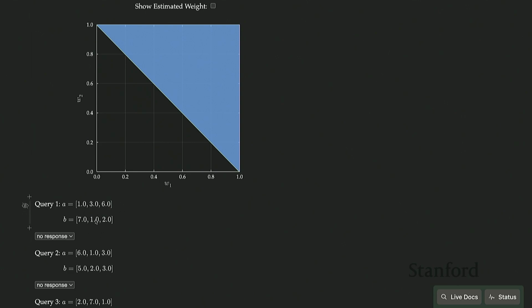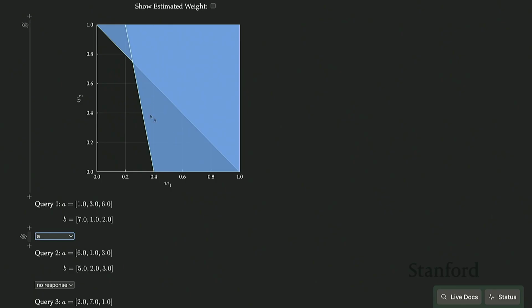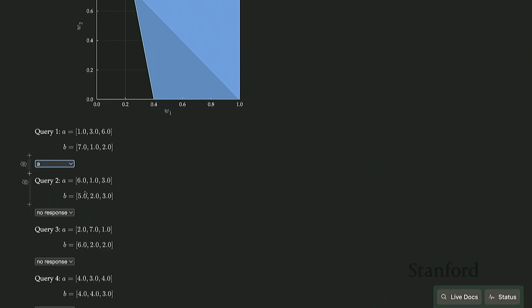So the first question we asked was this, 1, 3, 6 versus 7, 1, 2. And she replied A. And we just computed what happened there. We said we would get this half space where it must be true now that 5W1 plus W2 is less than 2. If you look at this line closely, you'll realize that this line here is basically where that thing holds with equality. And on this side is everywhere that this inequality holds true, and on this side it does not. So basically what we've done is we've reduced the space of possible weights that it could be. And now you can imagine we'll just continue asking these questions, and we'll continue to reduce the space here. Okay, so let's ask a few more questions.